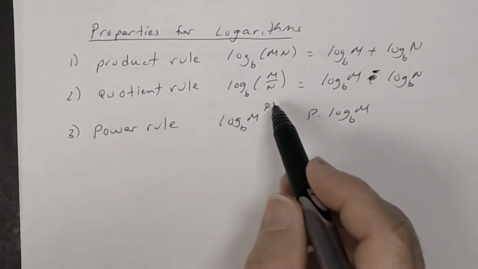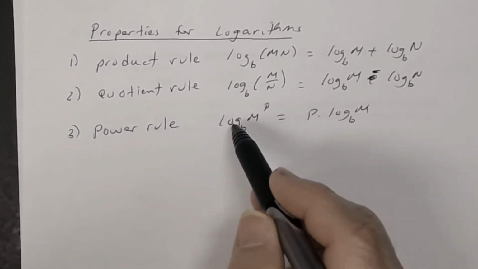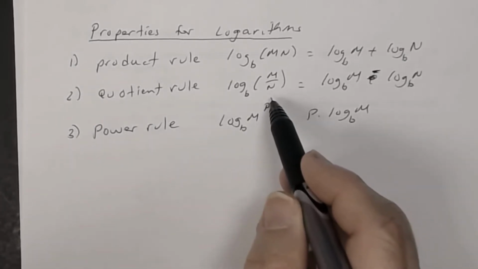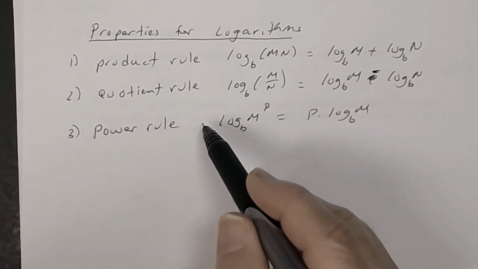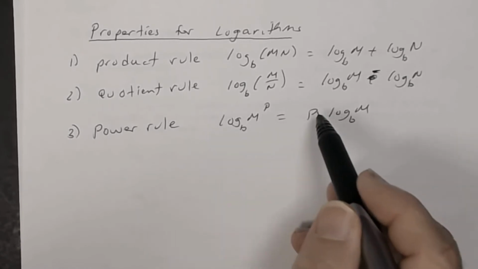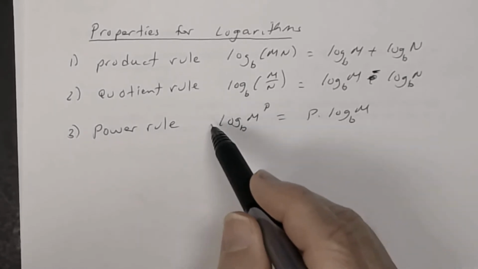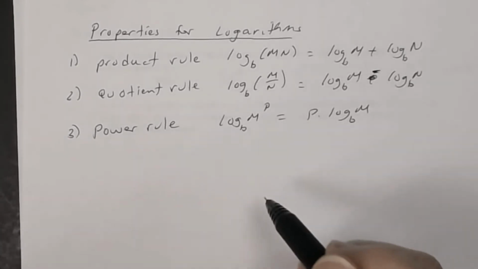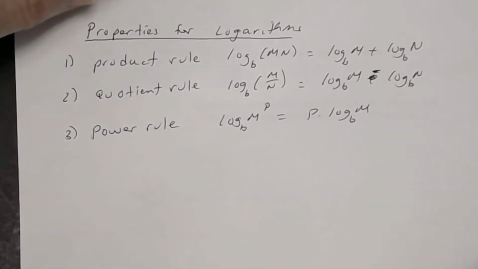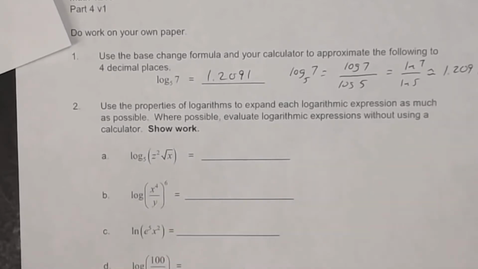And then the power rule says that when you have the log of some expression raised to a power, you can take that exponent and write it as a factor, so write it as a product. So you see where you take the exponent p and you write it out here. Okay? All right, so those are the properties of logarithms that you're going to use with numbers 2 and 3.